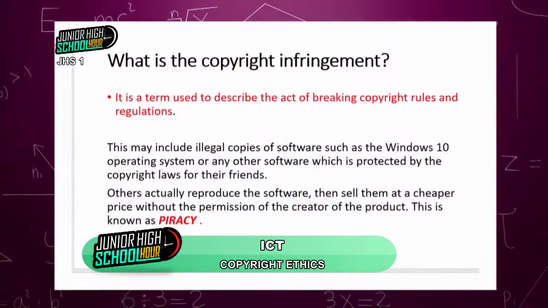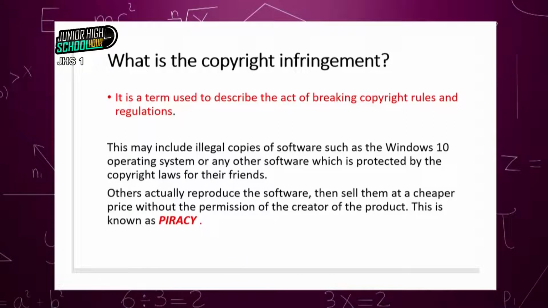Now, in copyright infringement, we are talking about the breaking of copyright rules and regulations. As we know, every institution has its own rules and regulations, and copyright also has its own rules and regulations. So, when you break the copyright rules and regulations, like in the case of Apple and Samsung, definitely someone will take you to court.